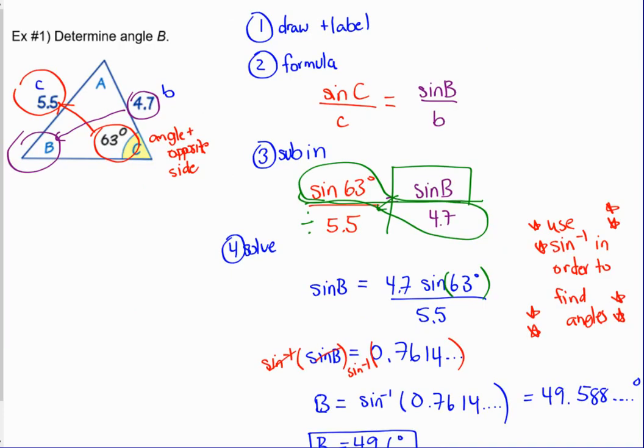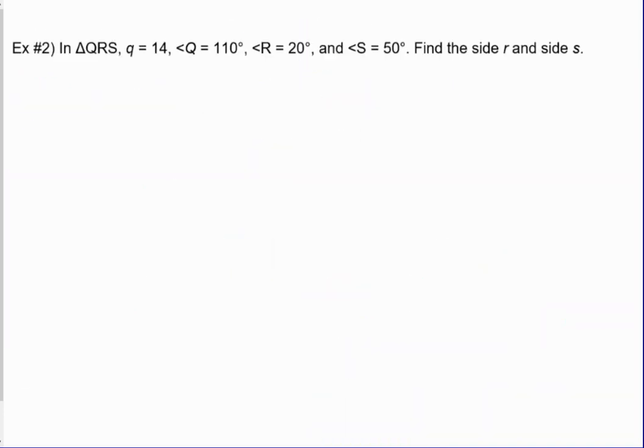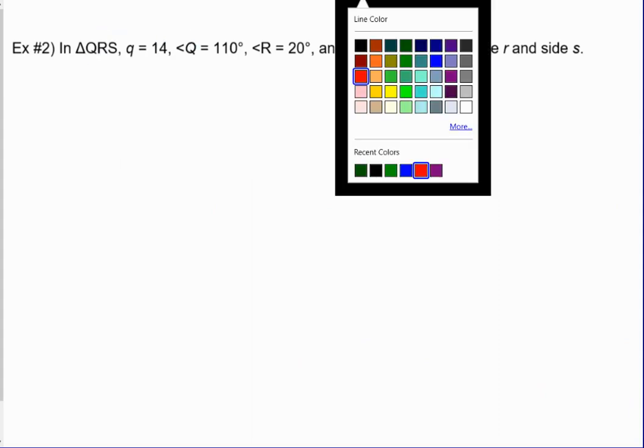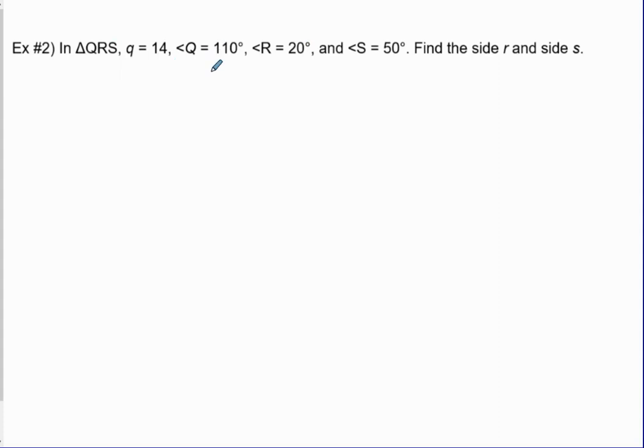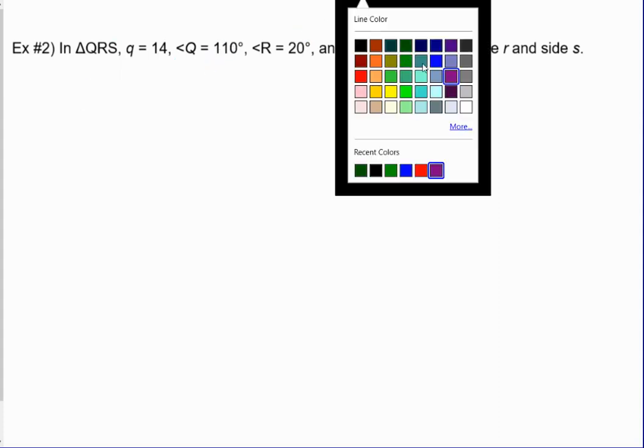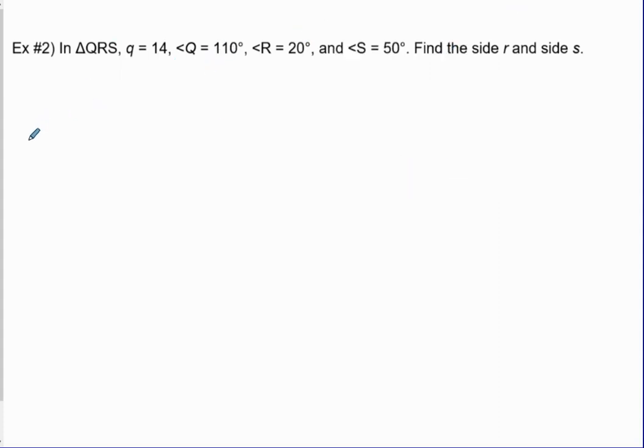Okay? So second question, we have a triangle QRS. Now, if I'm not given any drawing, I'm going to make one. I like looking at things visually. So here we go. Here is Q, R, and S. So this will be little q, here's little r, here's little s.